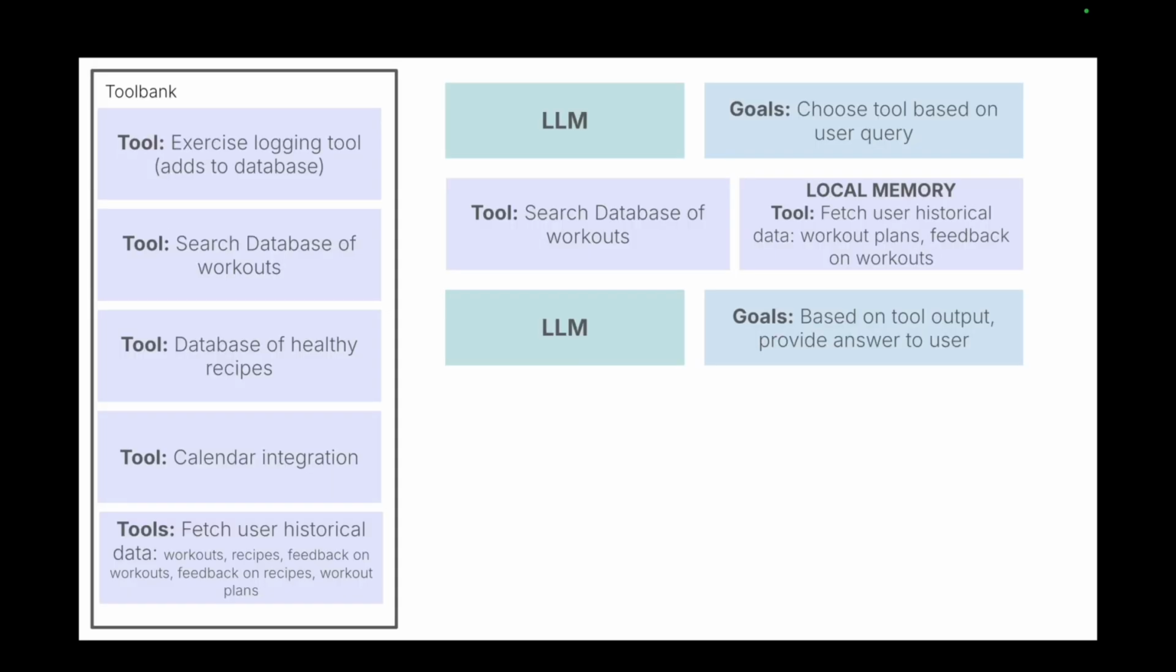So here, what I would want is I still have my LLM with the same goals to choose the tools, but now my LLM should choose different tools. It should search a database of workouts, and then it should fetch my user historical data and provide that to the second LLM in my system. And the second LLM is going to actually be the one that provides the answer to the user.